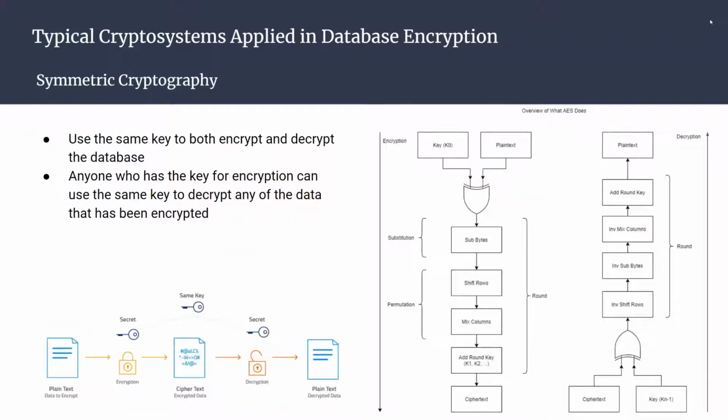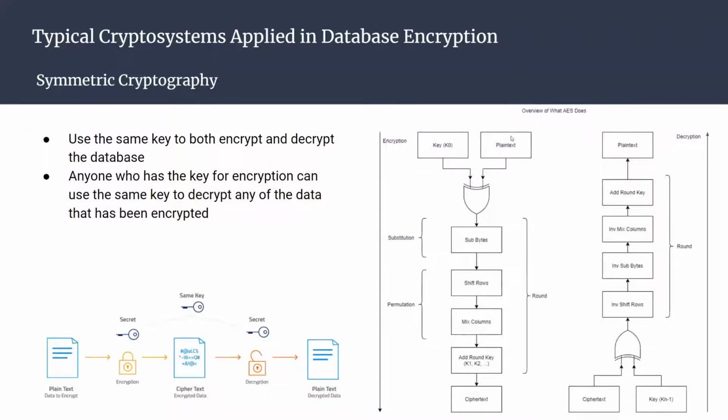Symmetric cryptography uses the same key to both encrypt and decrypt the database, which means anyone who has the key for encryption can use the same key to decrypt any of the data that has been encrypted. For example, Advanced Encryption Standard, or AES, is one of the symmetric encryption algorithms. AES likes to arrange things in a 4x4 grid. The overview of what AES does is shown in this diagram.